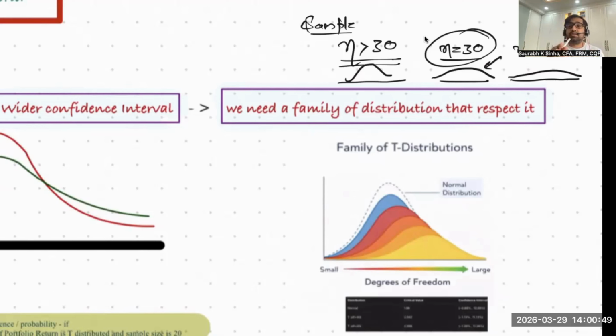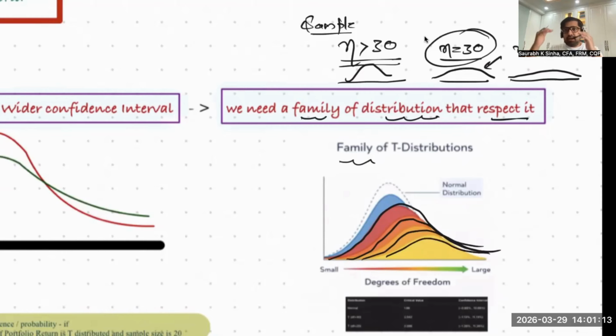Now you're working with the t distribution, but the t distribution is not just one distribution. It is a family of distributions. A family of distributions that respects this concept: if the sample size is decreasing, I'm not going to give you one single t distribution like one normal distribution. I will give you different, wider distributions. See, the peak is getting further down and the distribution is getting further wider.